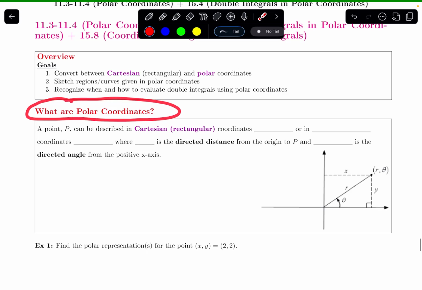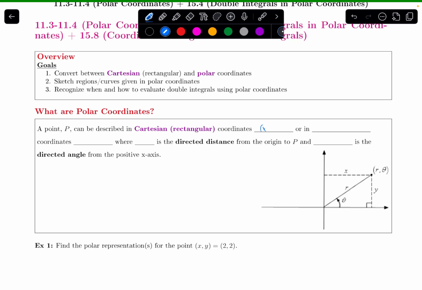So a point P can be described in Cartesian coordinates, which are sometimes called rectangular coordinates, as x comma y. And this is likely what we're used to. So if I have a point here, I can call it x comma y. These are Cartesian coordinates. What we're going to learn about now is a new type of coordinates called polar coordinates.